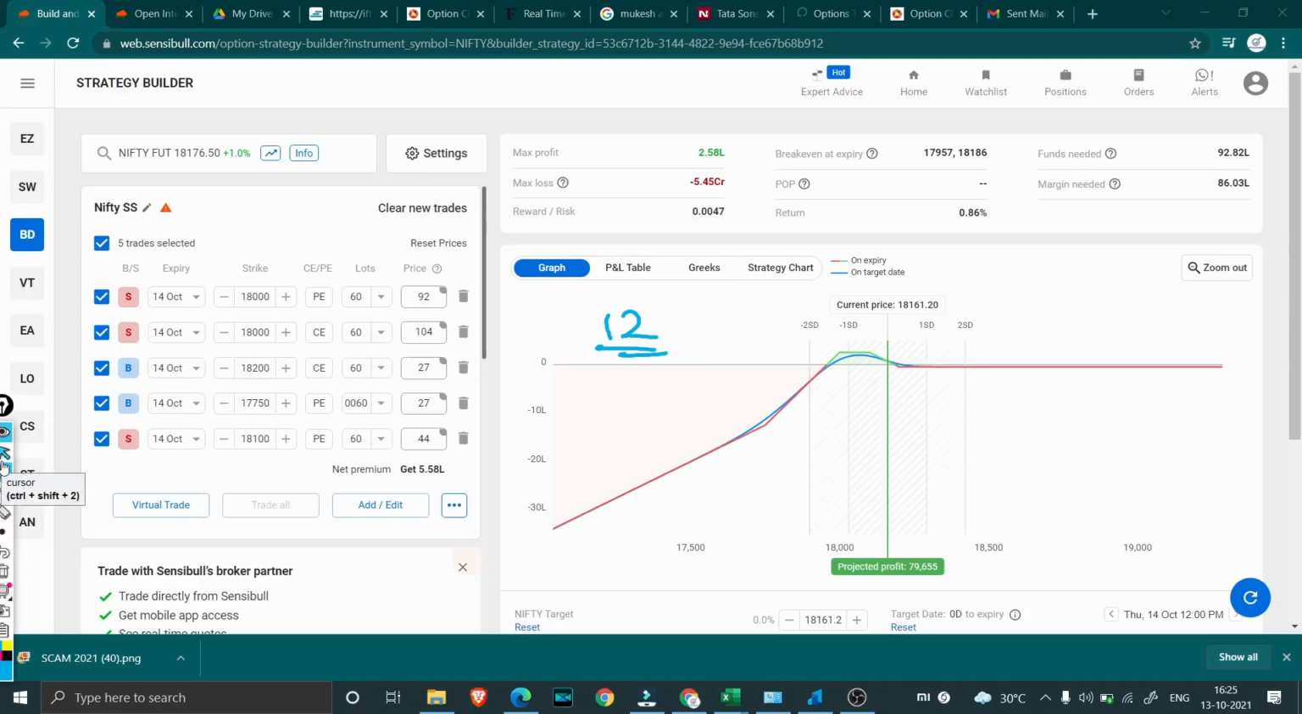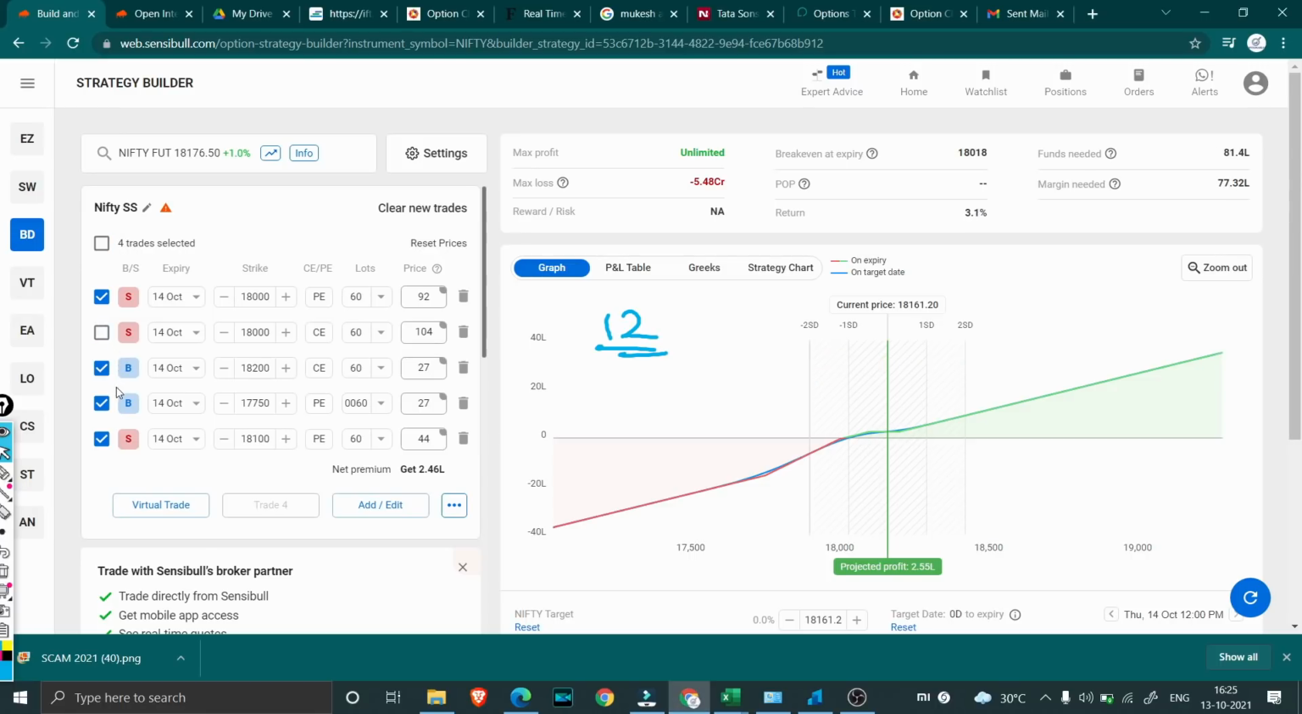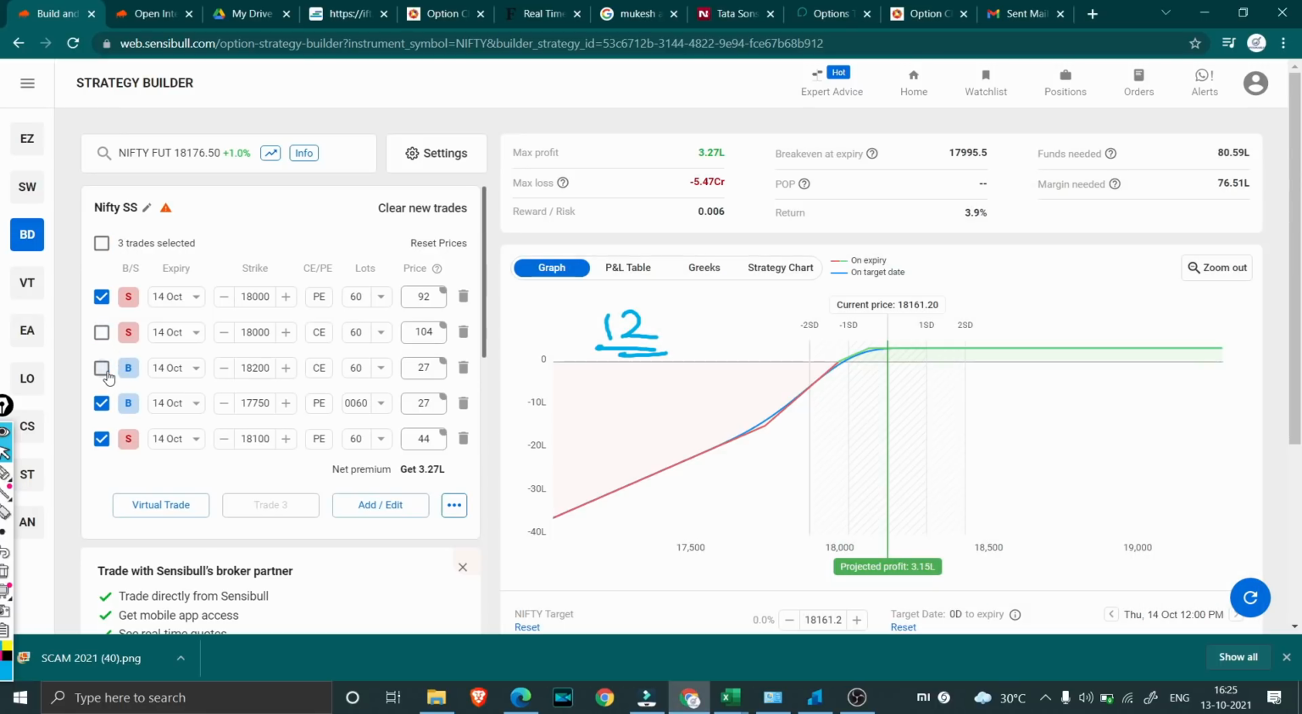So all I can do is just remove both the call legs, that is 18,000 calls and 18,200 calls. By doing this, I will now be collecting enough credits, and my break even is also going to come somewhere around 17,995. So that would be something I would be comfortable doing.